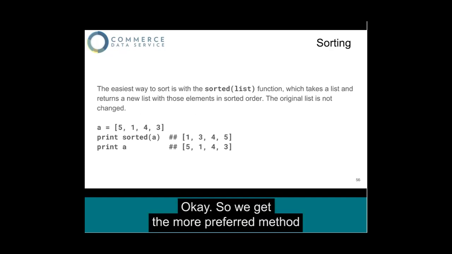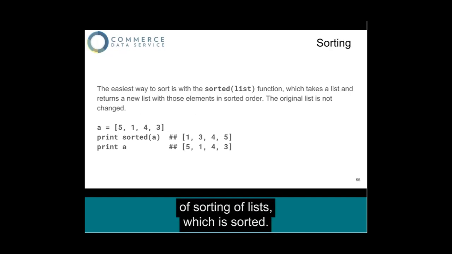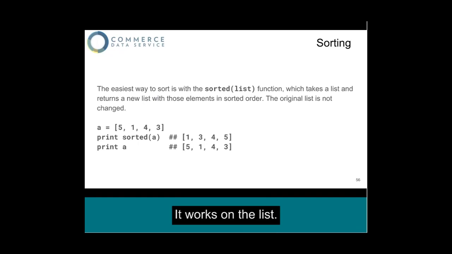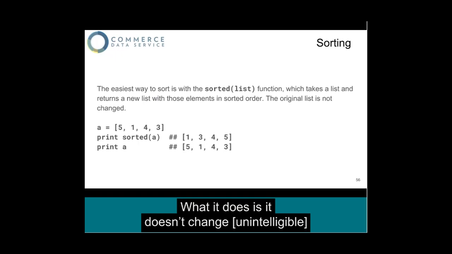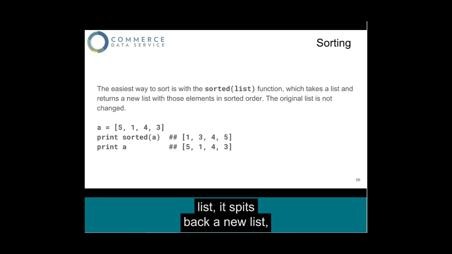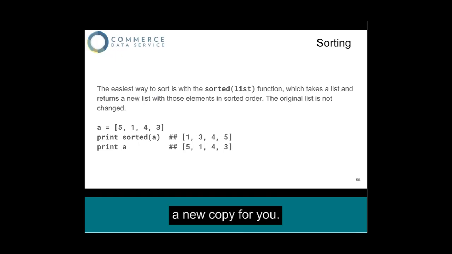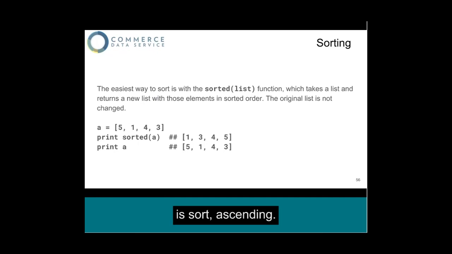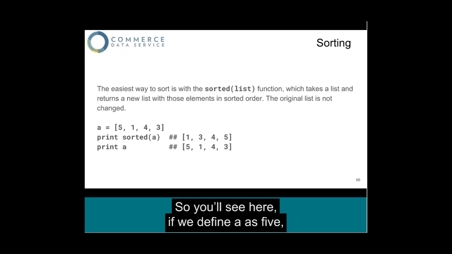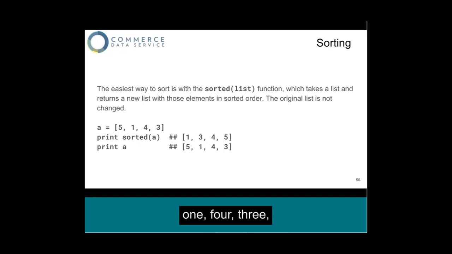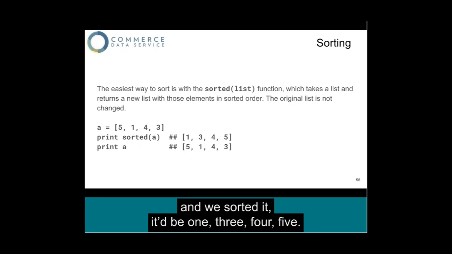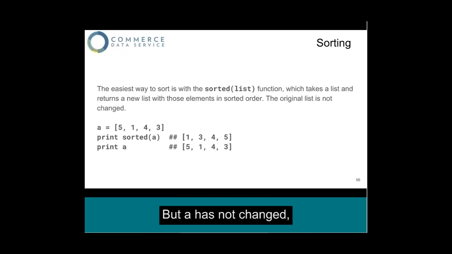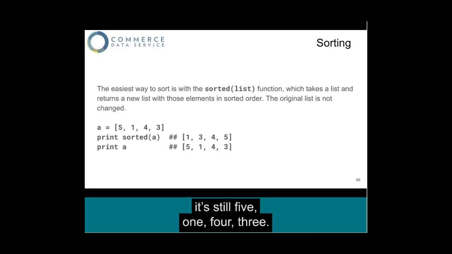Okay. So we get to the more preferred method of sorting the list, which is sorted. It's a function, not a method. It works on the list. What it does is it doesn't change the existing list. It spits back a new list, a new copy for you. The default, if you don't pass anything to it, is to sort ascending. So you'll see here, if we define A as 5, 1, 4, 3 and sort it, it would be 1, 3, 4, 5. But A has not changed. It's still 5, 1, 4, 3.